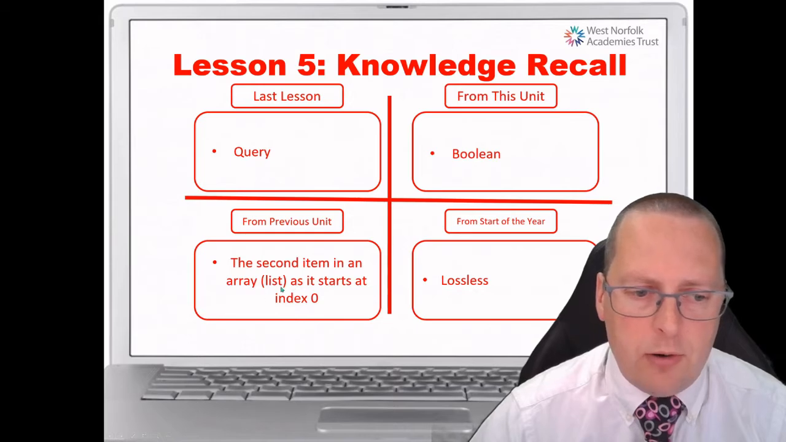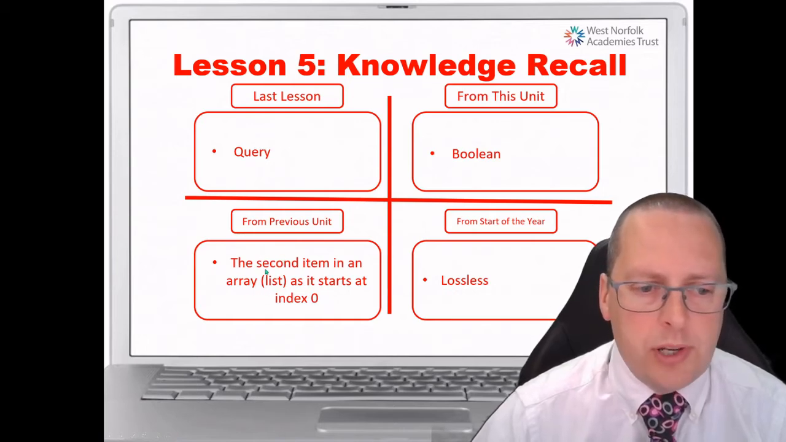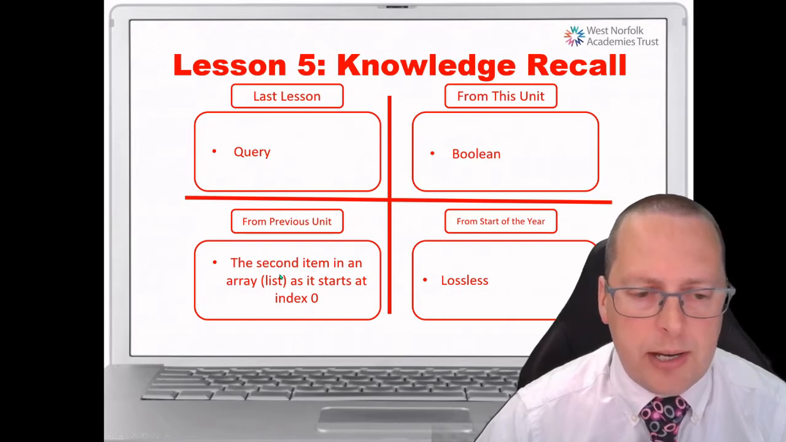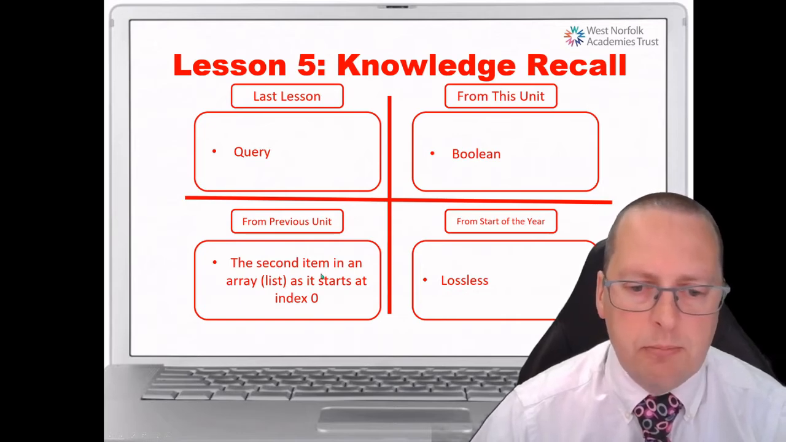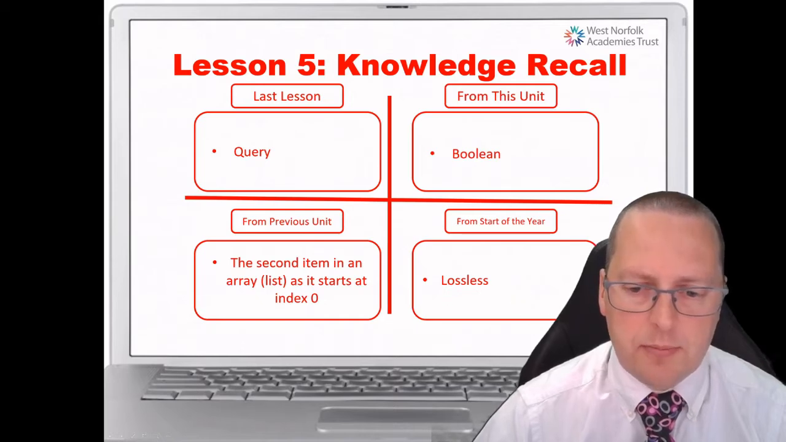And if we think of arrays, remember that the first item, so in the index, the first item is 0. So item 1 is therefore the second item in the array, because it always starts at 0. And it's lossless compression. It's lossless when it gets restored back to its full original quality. So that's lossless. It doesn't lose anything, so it's lossless.